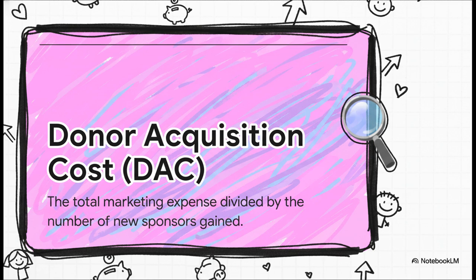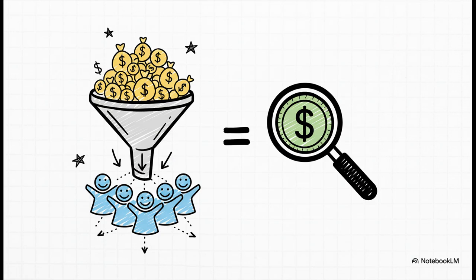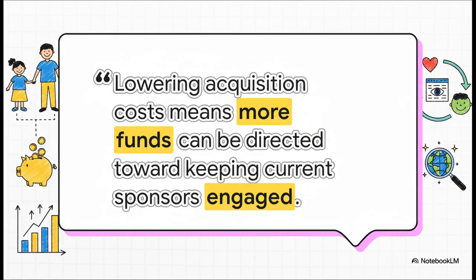It tells you straight up if your strategy, like are your Facebook ads working better than that big mail out, is actually paying off. And the math here is super simple, seriously. You just take all your marketing costs, divide that by the number of new sponsors you brought in, and boom, that's your DAC. It might be a simple number, but trust me, what it tells you about your strategy is huge. And here's why this is so important.